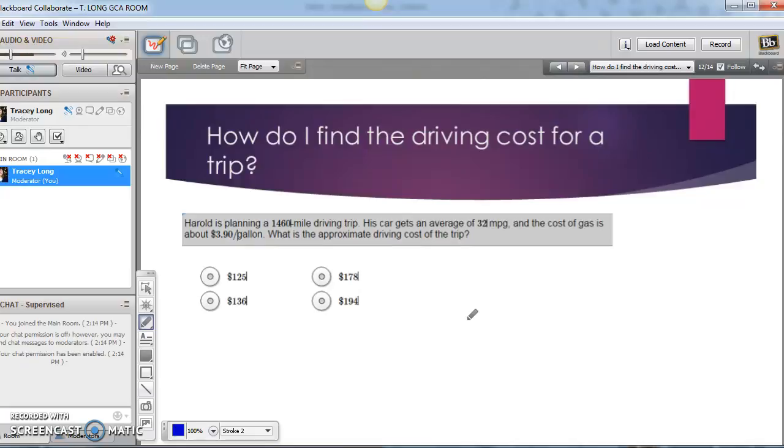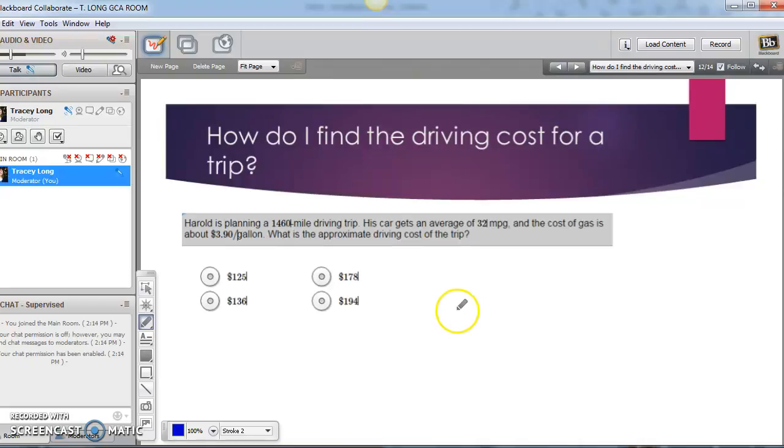Let's see about Harold. Harold is planning a 1,460-mile driving trip. His car gets an average of 32 miles per gallon, and the cost of gas is about $3.90 per gallon. What is the approximate driving cost of the trip?